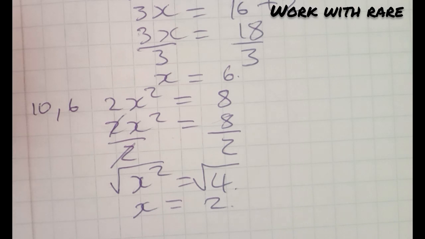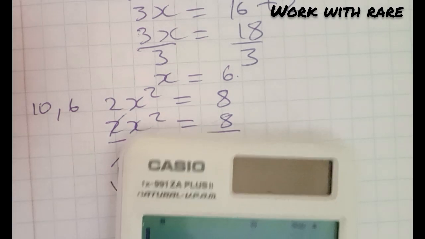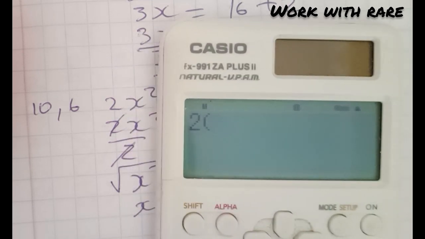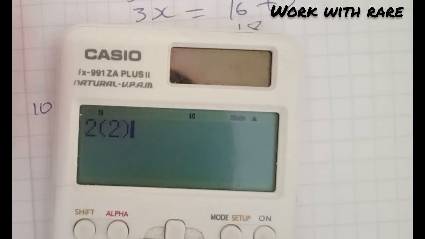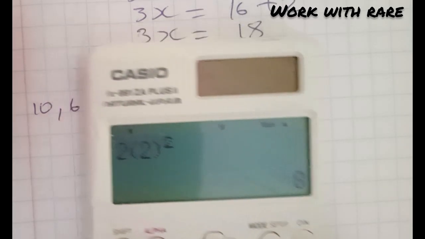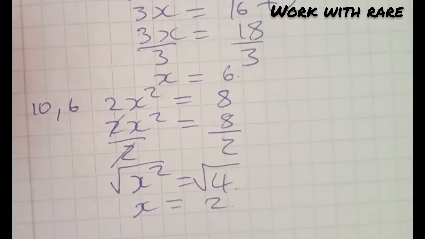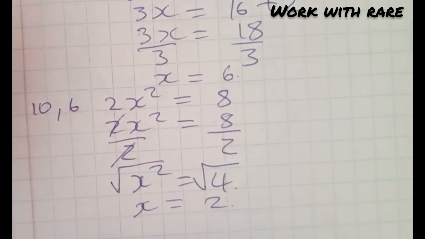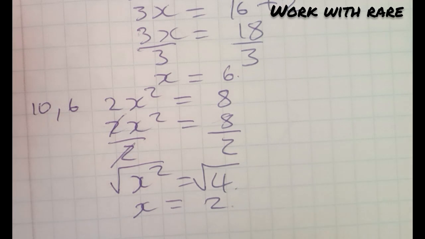So when you press it in your calculator, remember you should put it in brackets. So I'll say 2 squared. You see, it's 8. So 8 is our answer here. So when I substitute that 2, it gives me 8. You see, so that's how you should test it. So I think we are done with question 10. Yeah, we are done with question 10.